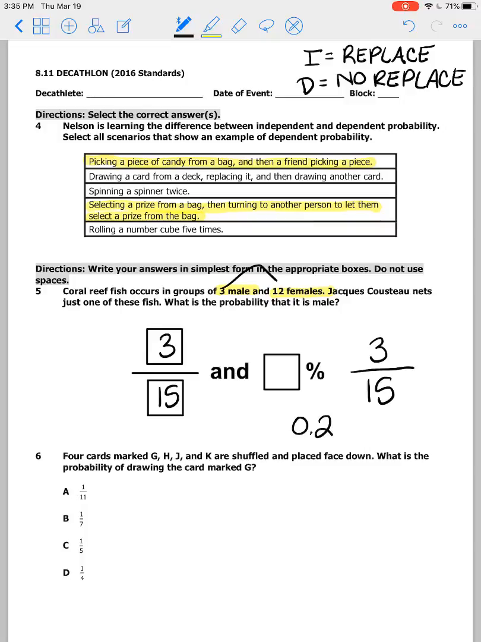And if we move that decimal point 2 places to the right, we get 20%.